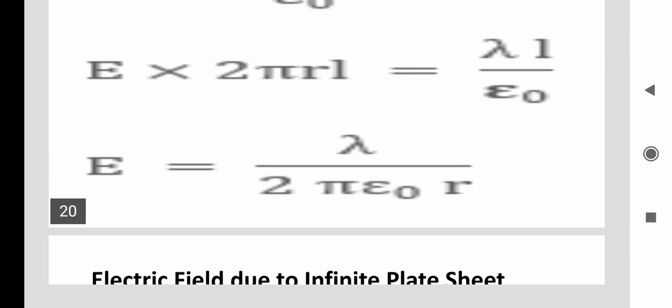So charge density is the ratio of charge per length, and charge equals charge density into the given length. So in place of Q we consider lambda L. So E into 2 pi RL equal to lambda L by epsilon naught. Our task was the electric field E due to an infinite wire. So E equal to lambda by 2 pi epsilon naught R. This is the electric field in an infinite wire.